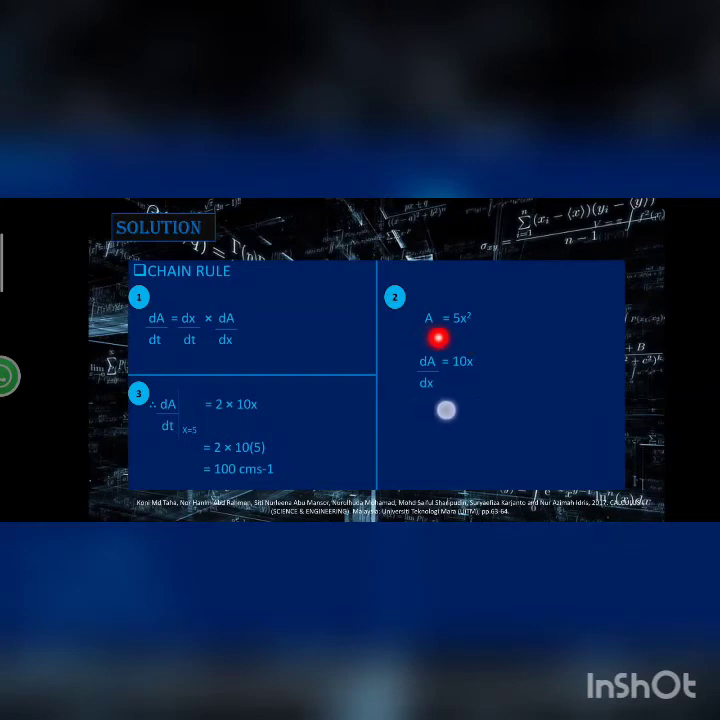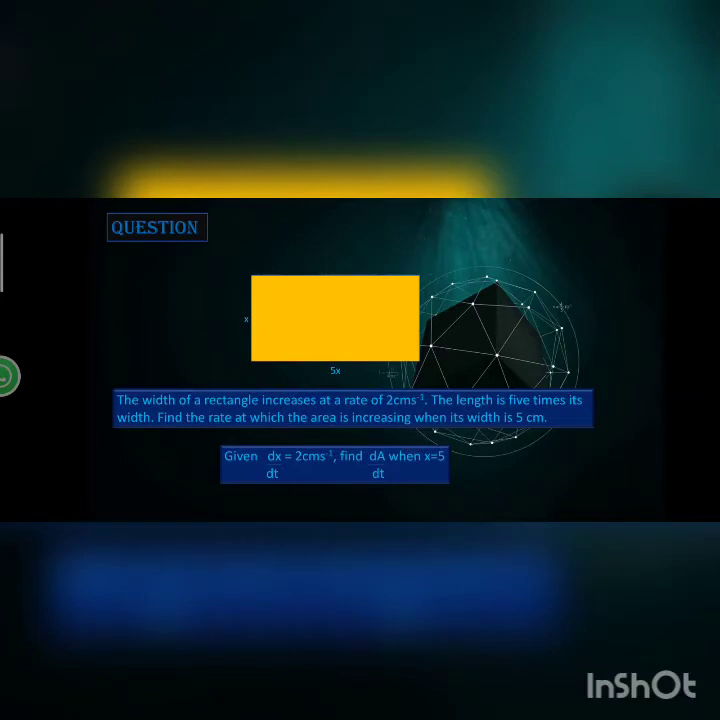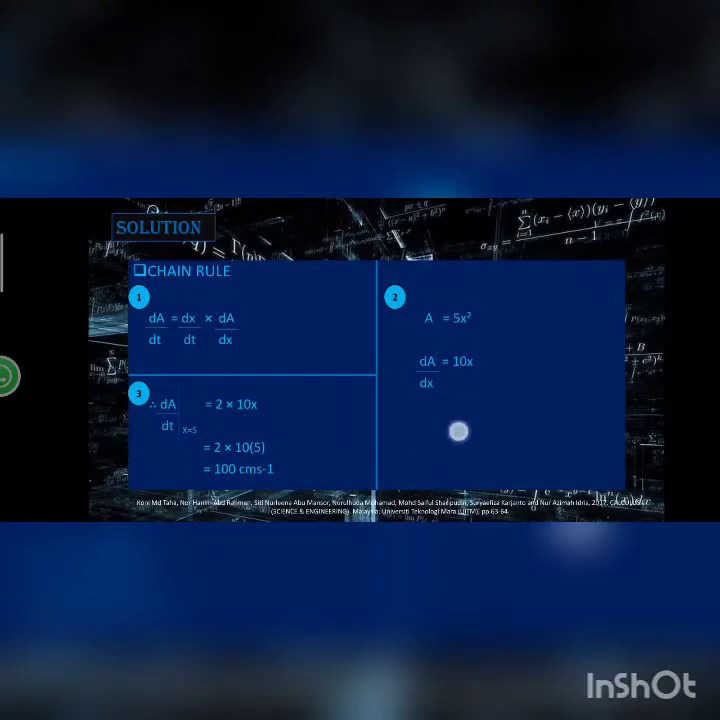The area of the rectangle is equal to the width of the rectangle times the length of the rectangle. The question has given us that the length is 5 times its width. So the width of the rectangle is x and the length of the rectangle is 5x. So x times 5x is equal to 5x squared. Then we have to differentiate A with respect to x to get dA over dx. So we will get 10x.